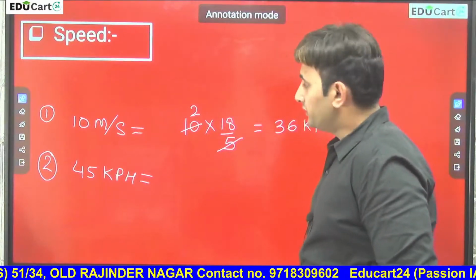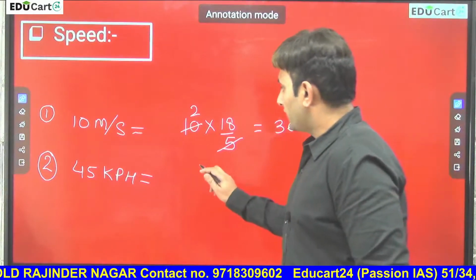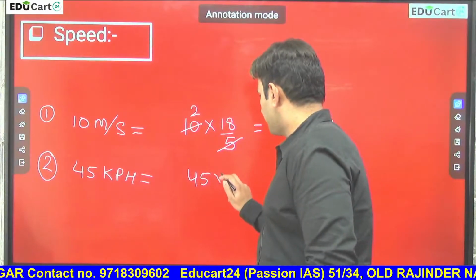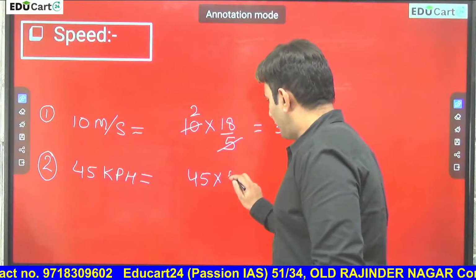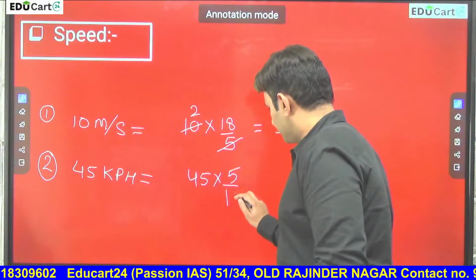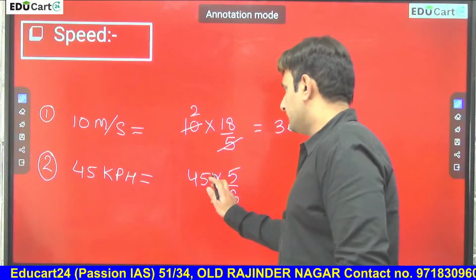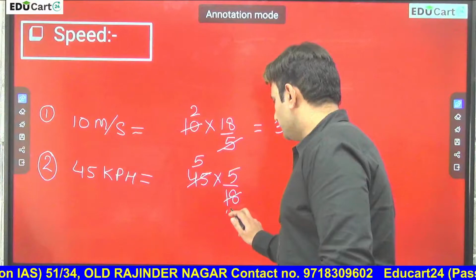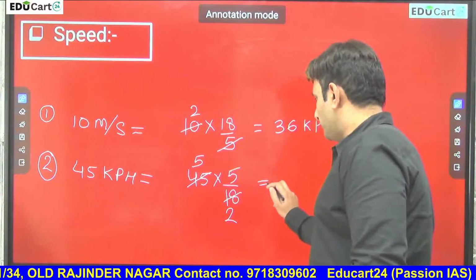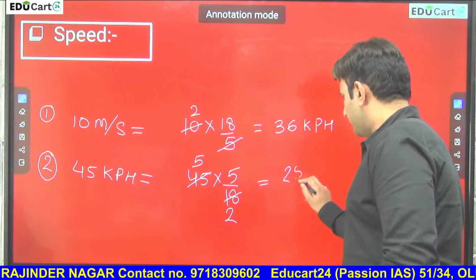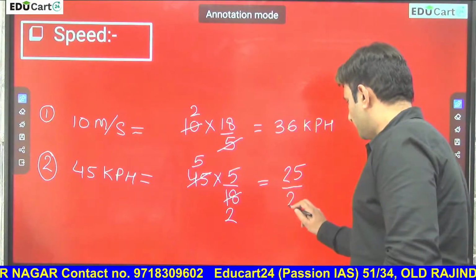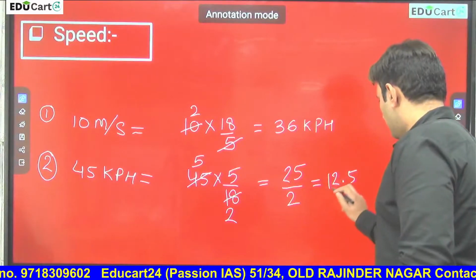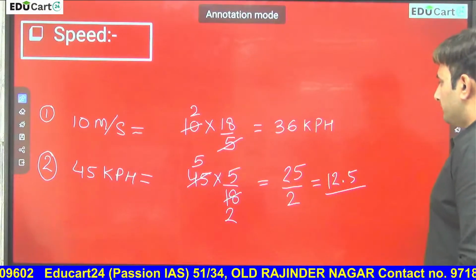Yes, Uma, very good. And 45 kilometer per hour to meter per second. 45 into 5 upon 18. You can cancel out by 9. 9 5s are 45, 9 2s are 18. So 5 into 5, 25 divided by 2. So you will get 12 and a half, 12.5 meter per second.